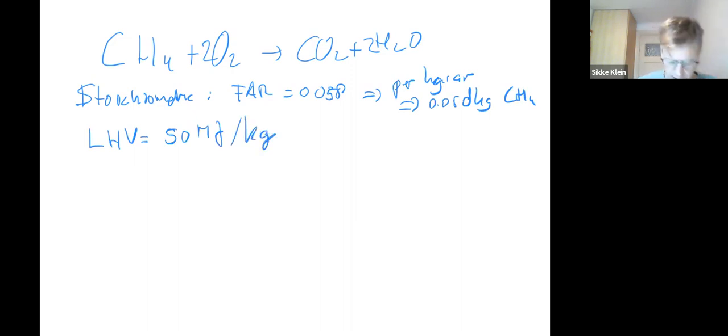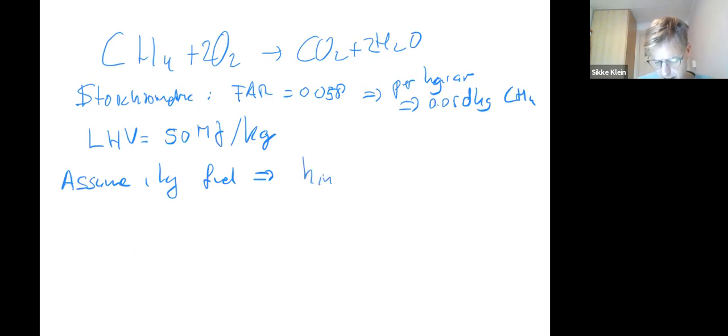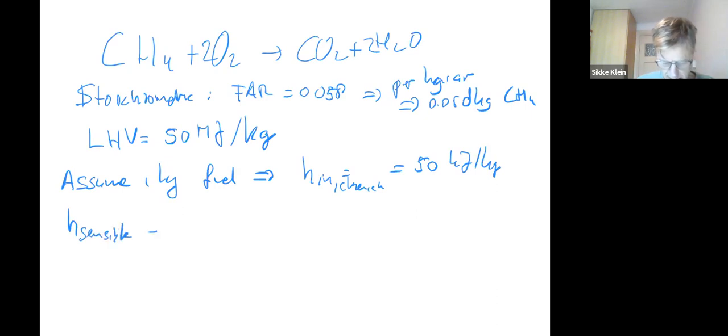And we can make an energy balance. So what is the enthalpy in? Assume 1 kilogram of fuel. We have H in chemical, which is 50 kilojoule per kilogram. We also have the sensible enthalpy, which is Cp times T minus T zero times the mass.